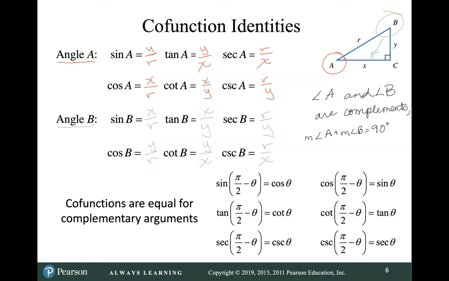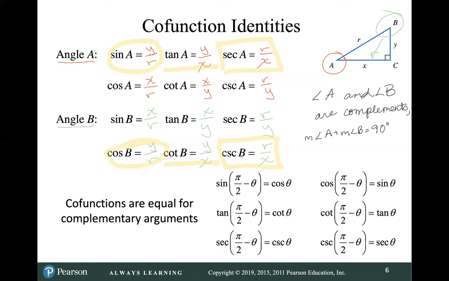Okay, and if we look at these functions, sine of angle A matches y over r. So y over r is cosine of angle B. And we have tangent of angle A, that's y over x. Y over x is cotangent of angle B. And then we have secant of angle A, r over x. Well, r over x is cosecant of angle B. So do you see how the same ratio represents the cofunction for the complementary angle?